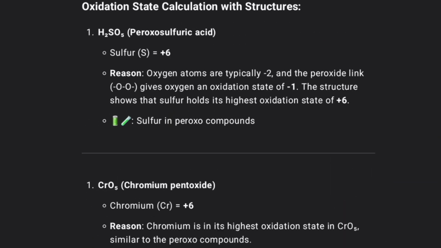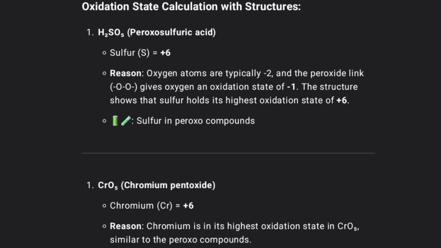Oxidation state calculation with structures. 1. H2SO5, peroxosulfuric acid, sulfur S equals +6. Reason: oxygen atoms are typically -2, and the peroxide link O-O gives oxygen an oxidation state of -1. The structure shows that sulfur holds its highest oxidation state of +6. Sulfur in peroxo compounds.